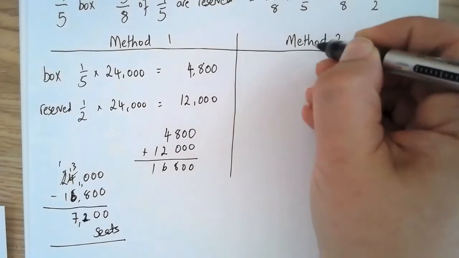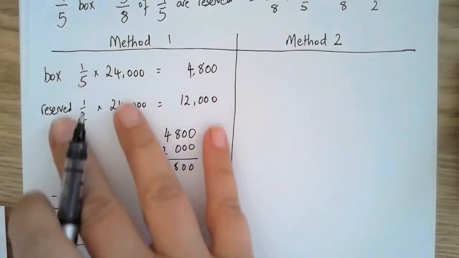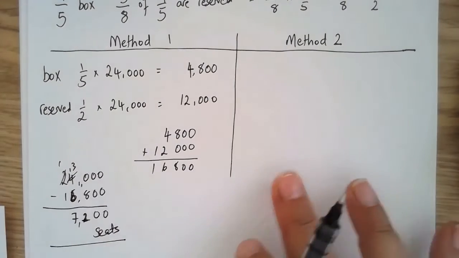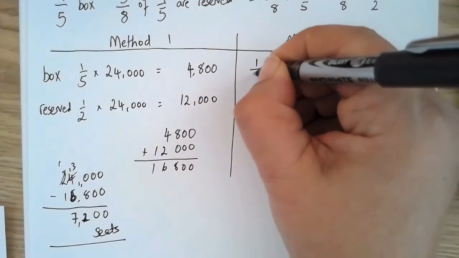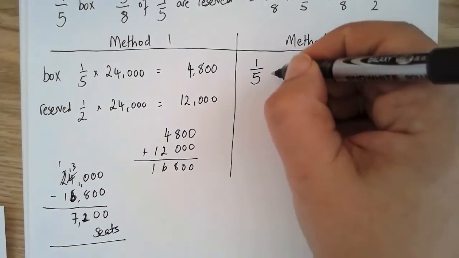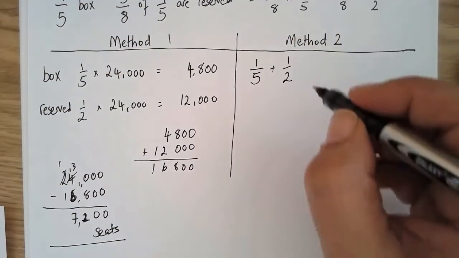I'd also recommend another way as well. If you see it this way, do it this way. If you've done it the first way and you'd like to consider a different way, then have a think about this one. 1/5 of all seats are box, and half of all seats are reserved.